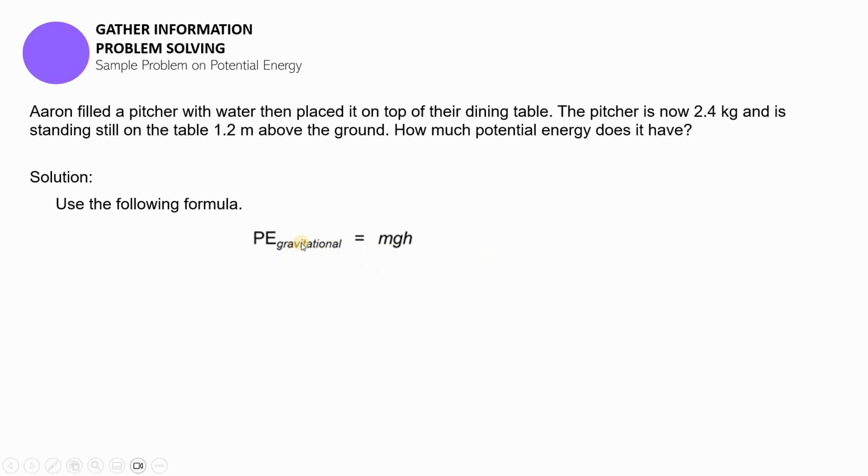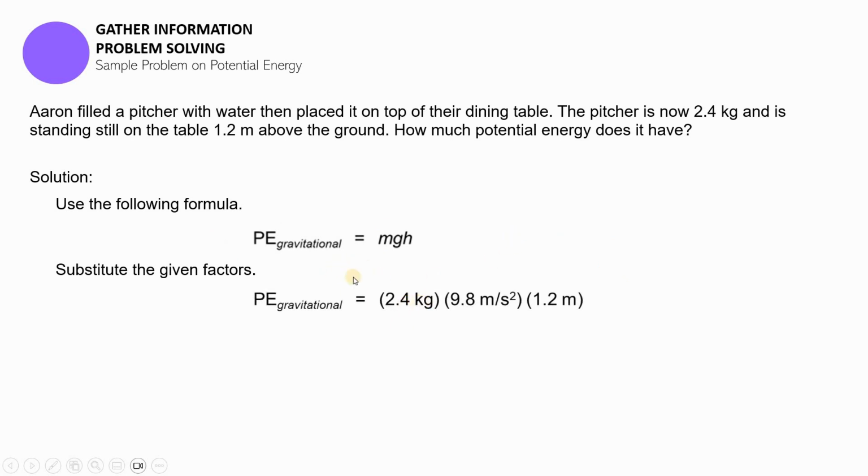Okay, so look at this formula. Since we are looking for the gravitational potential energy, there is really no need for us to derive any more formula. Okay, so this is already going to work. Alright, so the next thing we're gonna do then is we will be substituting the givens. So 2.4 kilograms, that's for the mass. 9.8 meters per second squared, that is the acceleration due to gravity. And remember that the pitcher is 1.2 meters above the ground. So the table is actually that high.